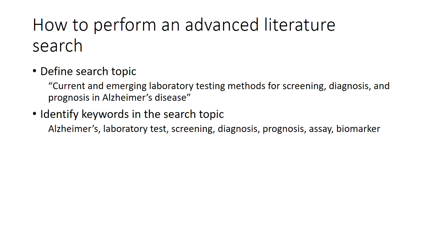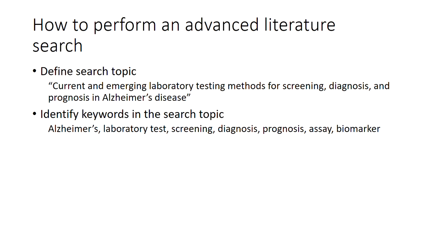So now we're going to talk about how to perform an advanced literature search. So the first thing we're going to do is define our search topic. So I just chose one of the continuing education topics from the Excel sheet, and this one is current and emerging laboratory testing methods for screening, diagnosis, and prognosis in Alzheimer's disease.